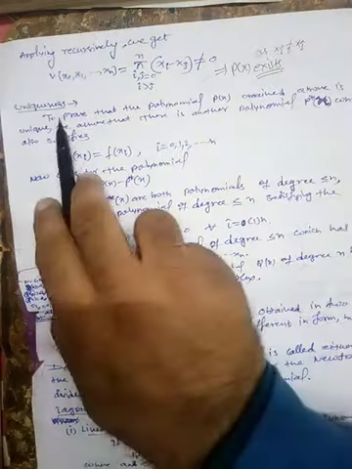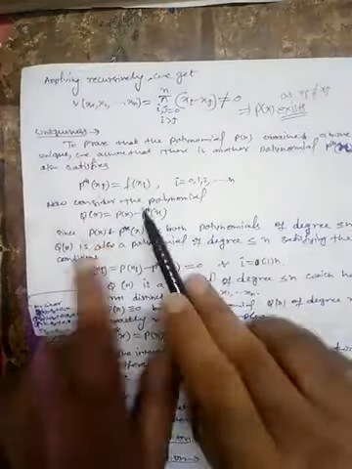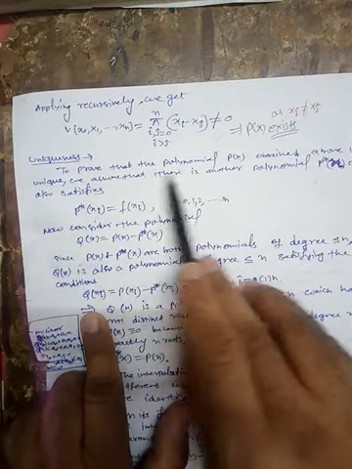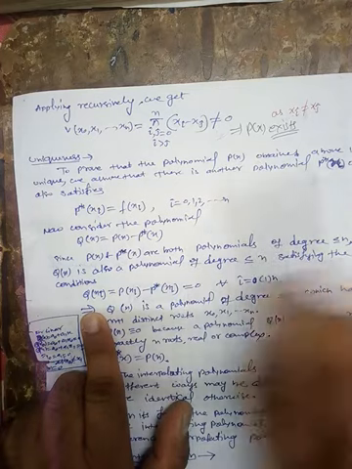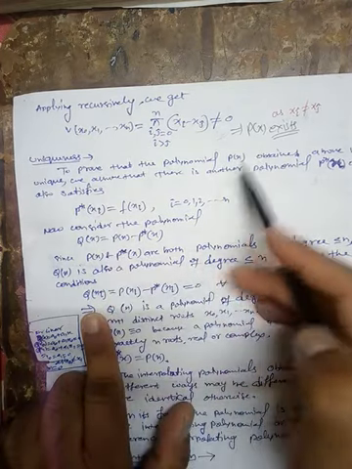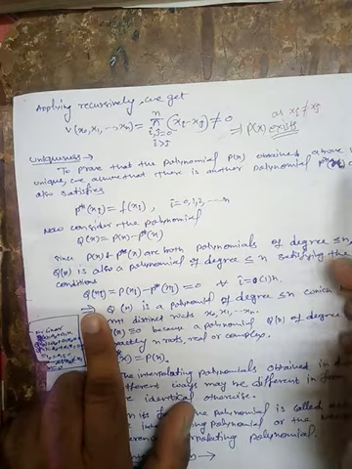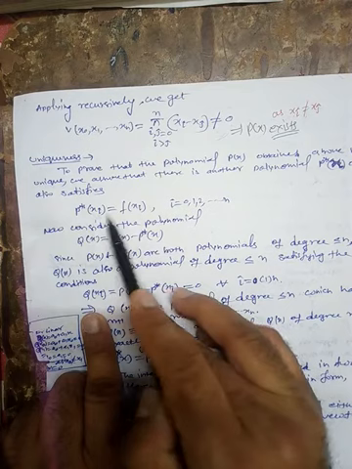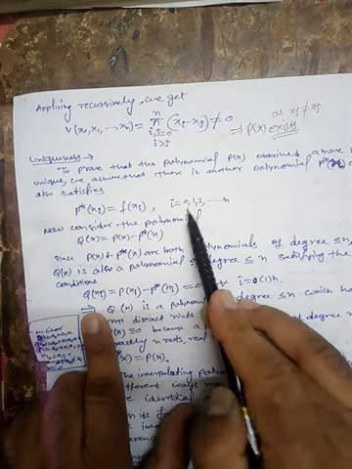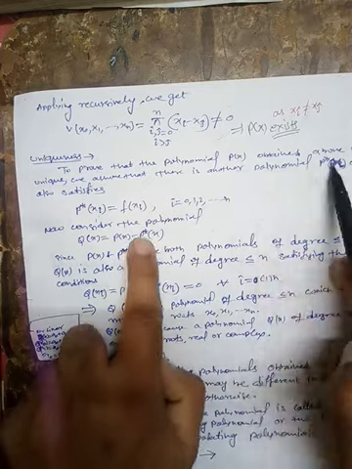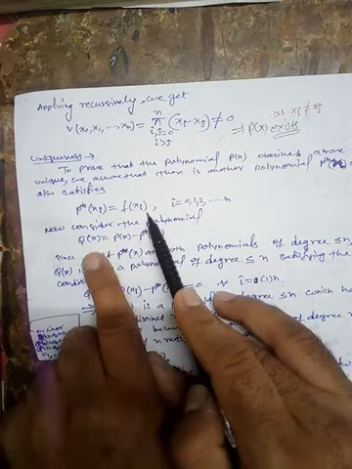Now we will prove the uniqueness part. To prove that the polynomial P(x) obtained above is unique, suppose we have two polynomials, one is P(x), another one is P star (x), which also satisfies the interpolating condition, P star (xi) equal to f(xi), where i is 0, 1 to n. That means P satisfies this condition and P star (xi) also satisfies this condition.